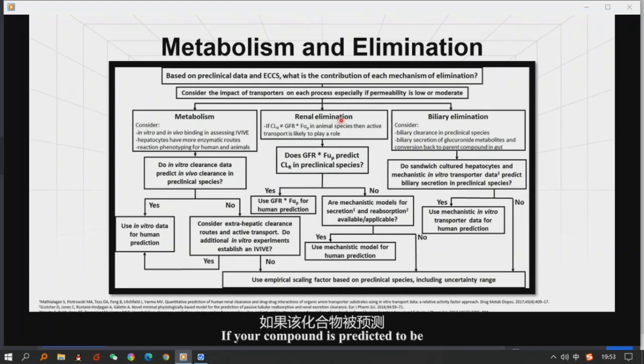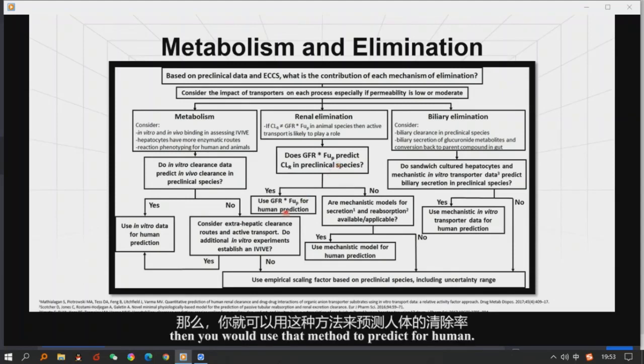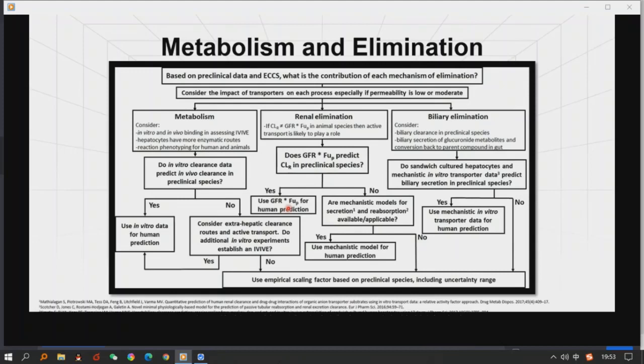If your compound is predicted to be renally eliminated, the first thing that you would assess is, does the product of glomerular filtration and fraction unbound in plasma predict the renal clearance in the preclinical species? If it does, then you would use that method to predict for human. If it doesn't, then you would need more mechanistic models for renal elimination that potentially include secretion and reabsorption, and you would look to verify those in the preclinical species.